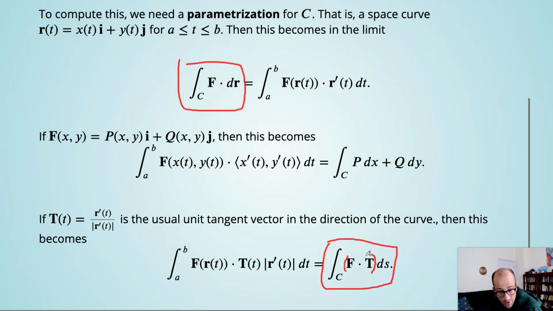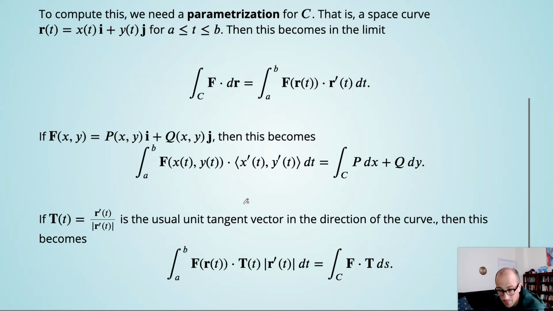So this is useful for interpreting what this guy is. The thing in the parentheses here is a scalar. It's a projection. It's the projection of the vector field along the curve, done at each point. So you project it along the curve, using a unit vector for your projection there. But then you add it up with respect to arc length.